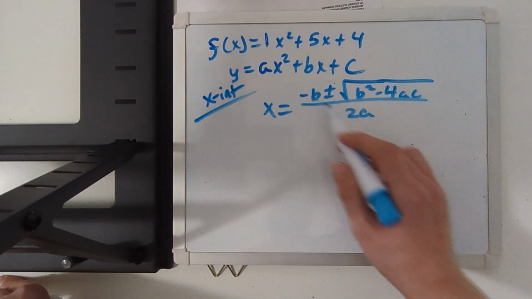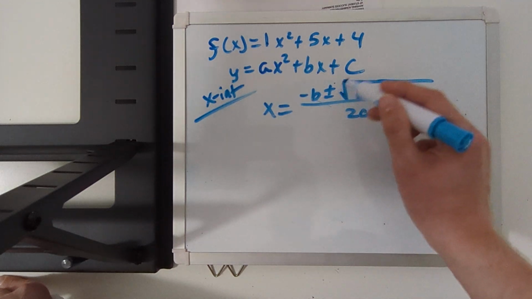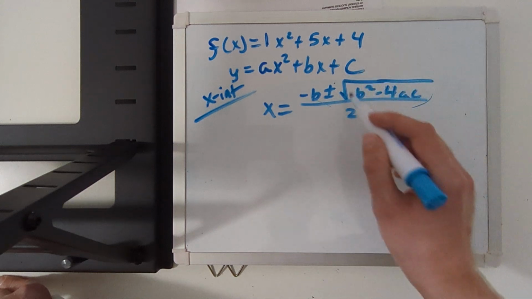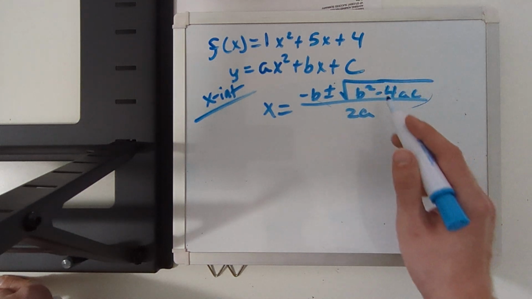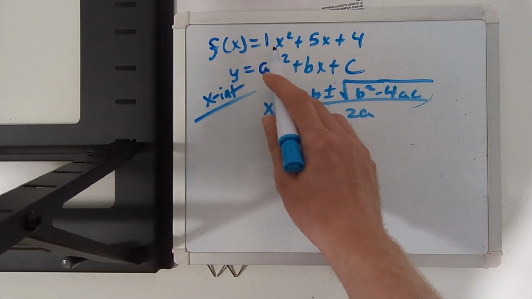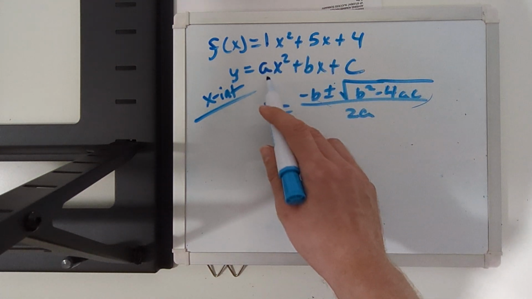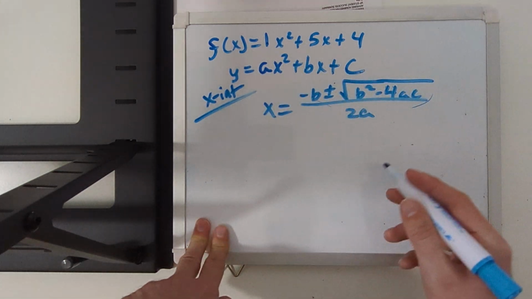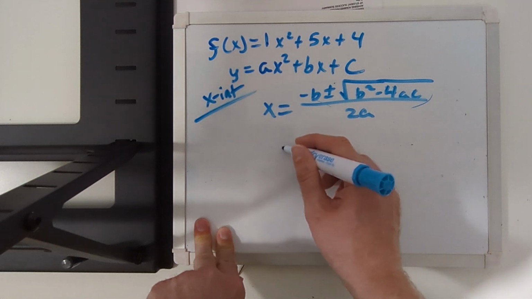So the negative b over 2a is the x value for the vertex, and this scary square root tells me how far left and how far right I move from the vertex to get to the x-intercept. Okay, so let's take these values, 1, 5, and 4, and plug them in for a, b, and c. And let's see if we also get negative 1 and negative 4, just like we got by factoring.